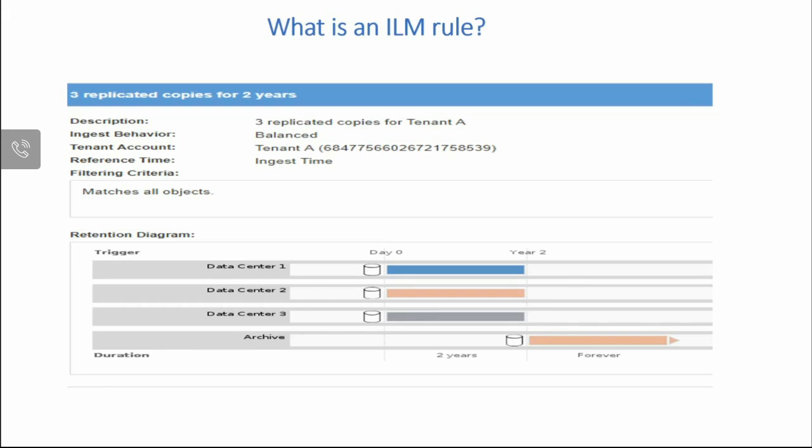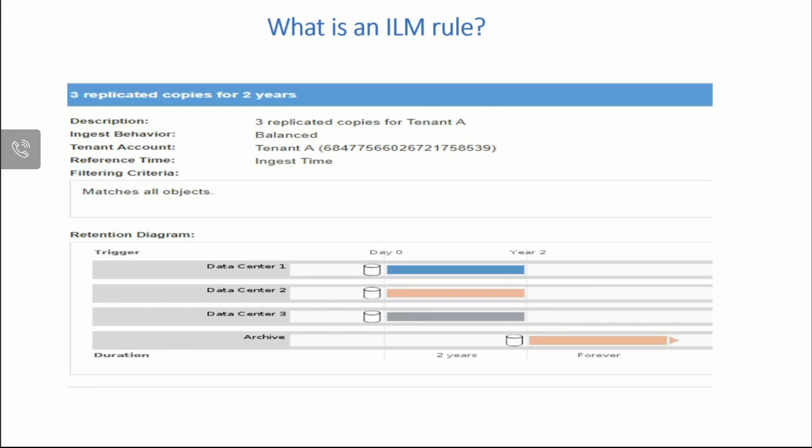The second one is which objects should be stored. And remember, a rule can apply to any and all objects. They could apply to objects belonging to a specific tenant account, which in this example is tenant A, right? Or the object can be stored based on specific metadata values, right? So that's where that filtering criteria comes into play, right? And this one doesn't have any criteria in this example, right?